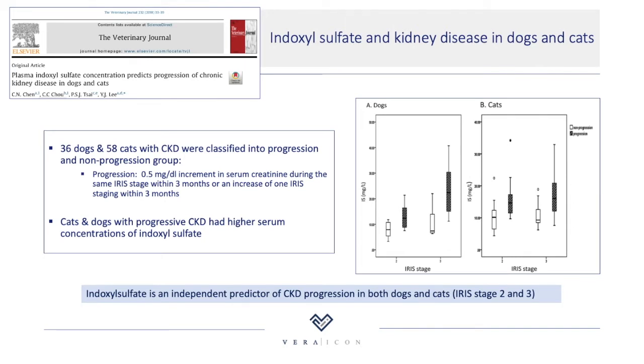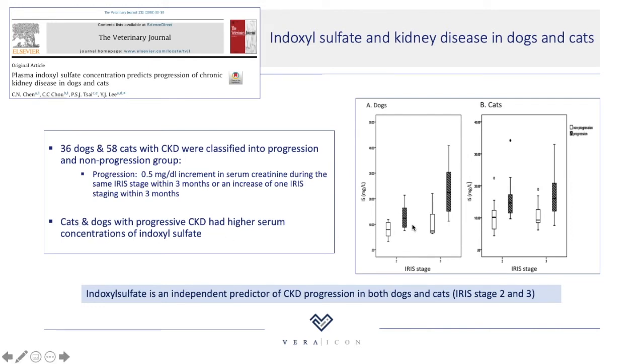They took dogs and cats with CKD, 36 dogs to be precise, 58 cats, and they classified them into a group where they saw progressive disease and non-progressive disease. And the definition of progression was a 0.5 milligram per deciliter increase in serum creatinine during the same stage, within 3 months, or a change of IRIS stage within 3 months, so an increase in IRIS stage.